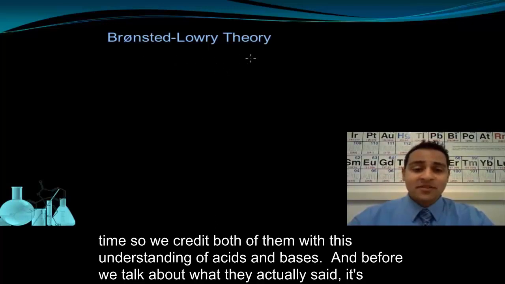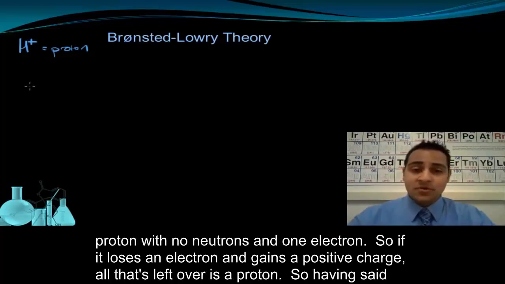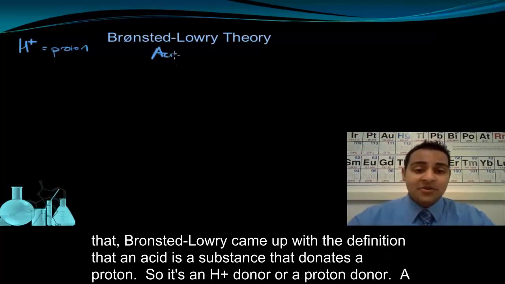Before we talk about what they actually said, it's important to recognize that the hydrogen ion is simply a proton. That should make sense, because a regular hydrogen atom is simply one proton with no neutrons and one electron. So if it loses an electron and gains a positive charge, all that's left over is a proton. Having said that, Bronsted-Lowry came up with the definition that an acid is a substance that donates a proton. So it's an H plus donor, or a proton donor.